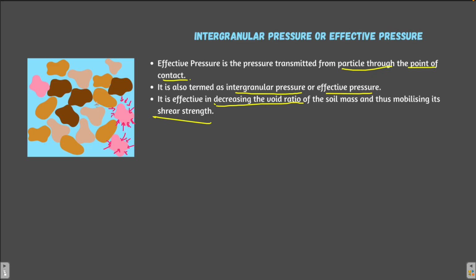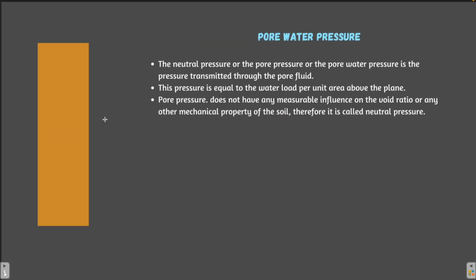Basically, pore water pressure is the pressure exerted by the groundwater in the soil mass, or the soil grains. Such pressure is called pore water pressure. Now, the neutral pressure or the pore pressure, it is also called the neutral pressure or the pore water pressure, is pressure transmitted through the pore fluid.